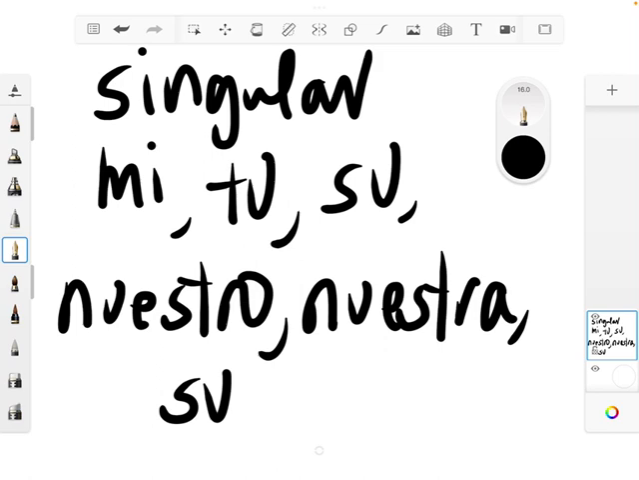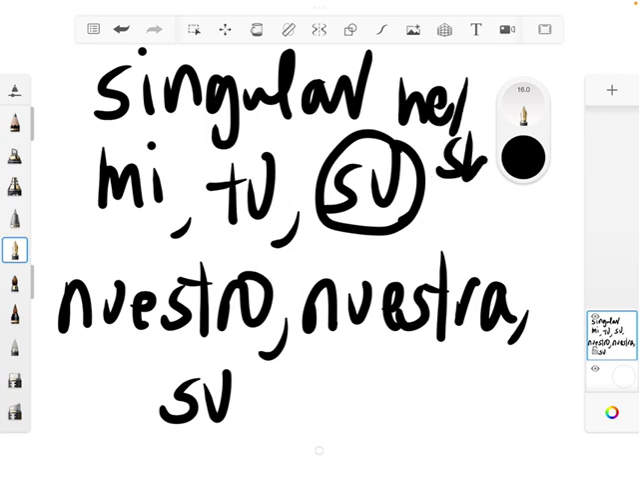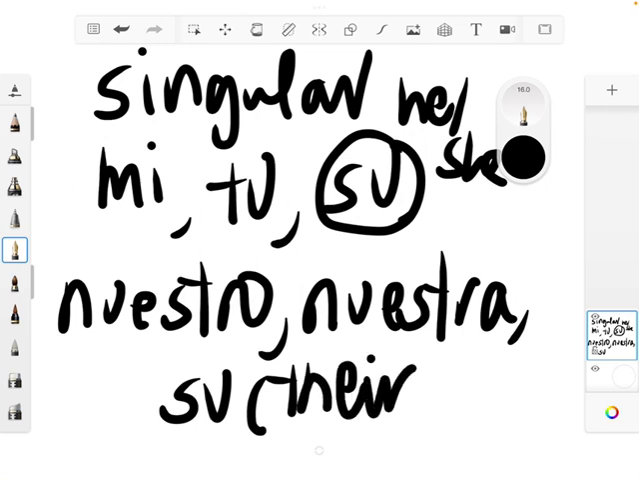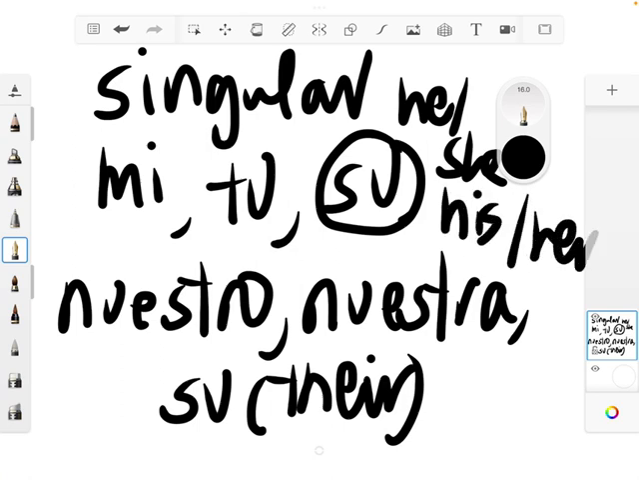So this would be like singular, like he, she. And then su here would be like their, for referring to they. So actually, this would be better, his or her. So these are our singular forms, and then we also have our plural forms.